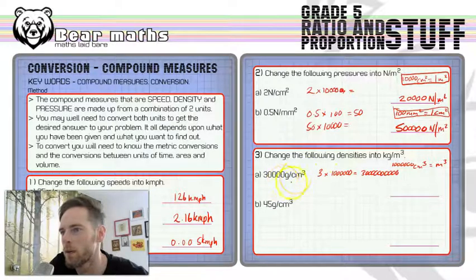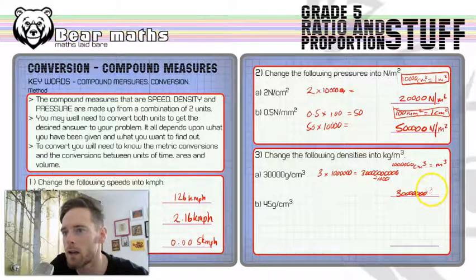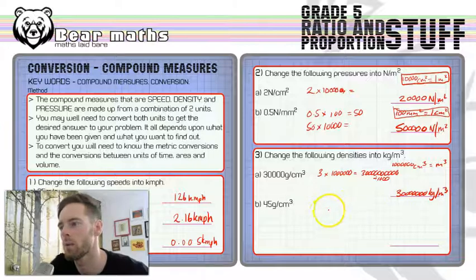All we need to do now is divide by 1,000, because there's 1,000 grams in a kilogram. So we divide by 1,000, and 3 zeros come off. There were 10 zeros, so 7 zeros, and that's going to be our answer in kilograms per meter cubed. Quite a large number still.